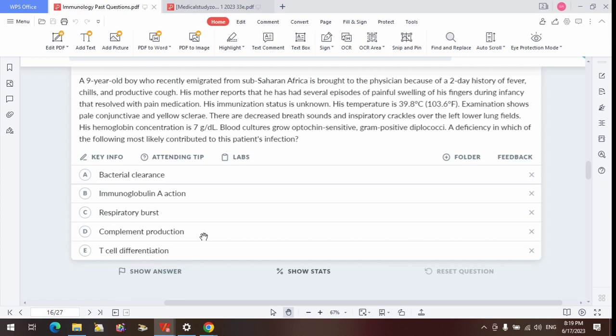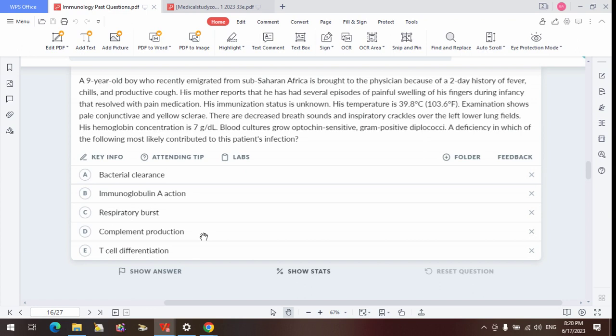Okay, a 9-year-old boy who recently emigrated from sub-Saharan Africa is brought to the physician because of a 2-day history of fever, chills, and productive cough. His mother reports that he has had several episodes of painful swelling of his fingers during infancy that resolved with pain medication. His immunization status is unknown.